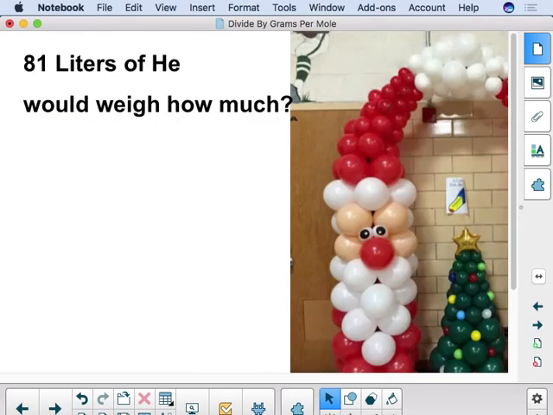If I have 81 liters of helium in this ridiculous balloon arch, okay, how much would that weigh? Go.